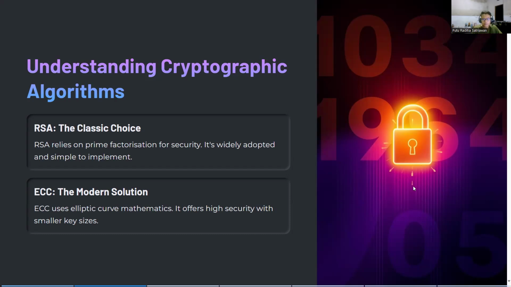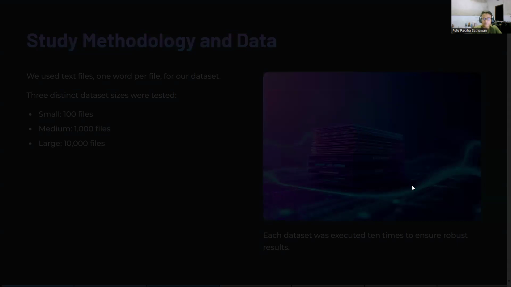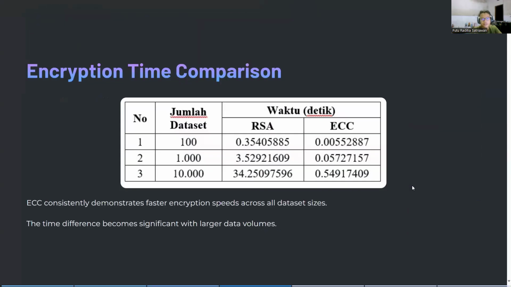So before that, I will explain the methodology used in this experiment. We use text files, one word per file, as our data set. There are three distinct data set sizes that we tested: small, medium, and large. The small set contains 100 files, the medium takes 1,000 files, and the large data set contains 10,000 files, and each data set was executed 10 times to ensure robust results. So that's very simple. And we can go to the next.